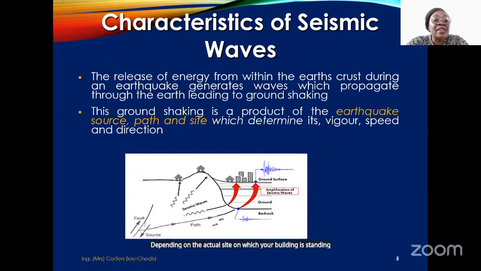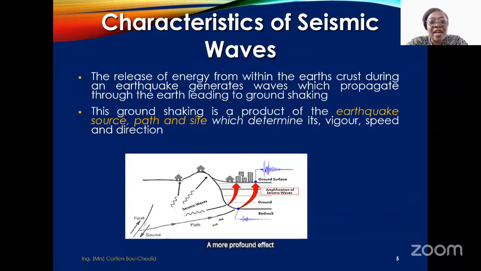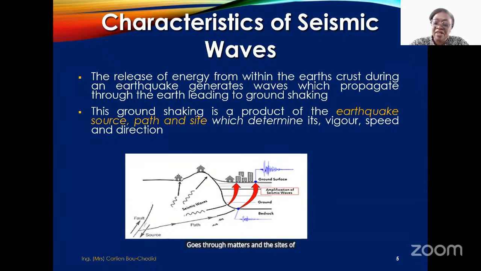So we say that the ground shaking is a product of the source of the earthquake. We've heard about directional effects, where an earthquake moving more in one direction may have a more profound effect on the structures that are within that path than those that are not so much in its way. So the source matters, the path through which it goes matters, and the site on which the building stands matters.